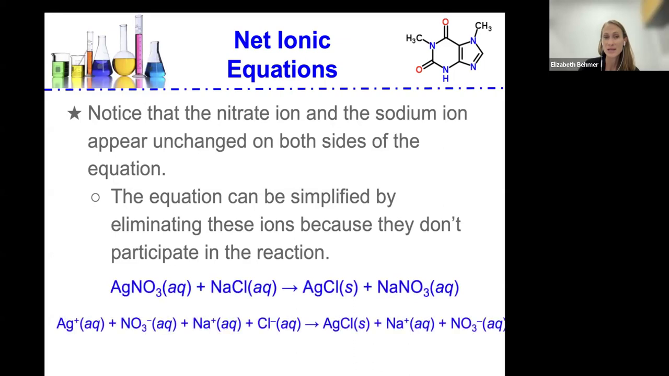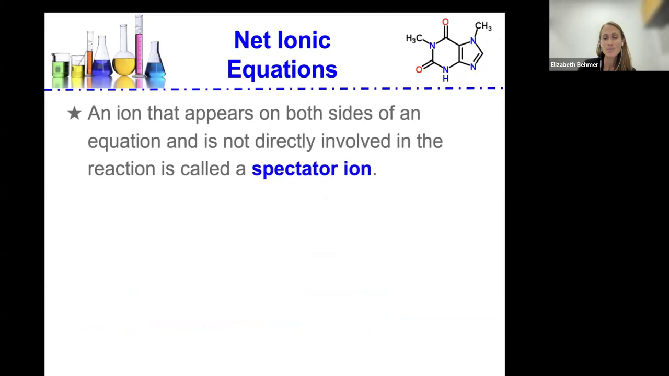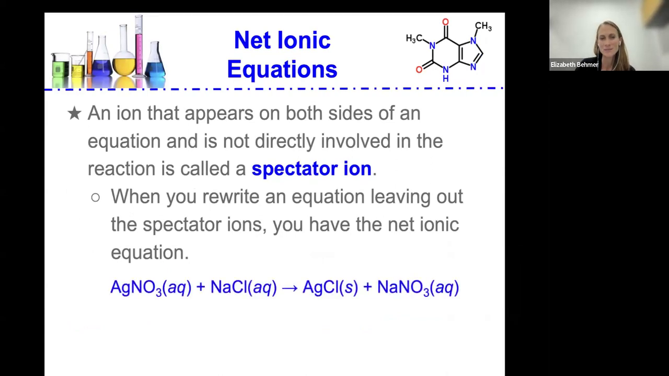So for example, we'll write the net ionic equation. We'll separate every ionic compound into its component parts, and then we're going to eliminate the ions that will not participate in the equation. An ion that appears on both sides of an equation and is not directly involved in the reaction is called a spectator ion. And when you rewrite an equation, leaving out the spectator ions, you have the net ionic equation.